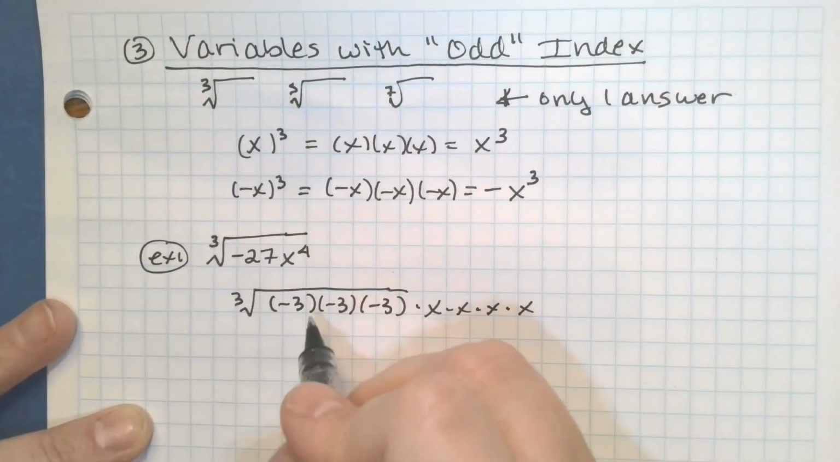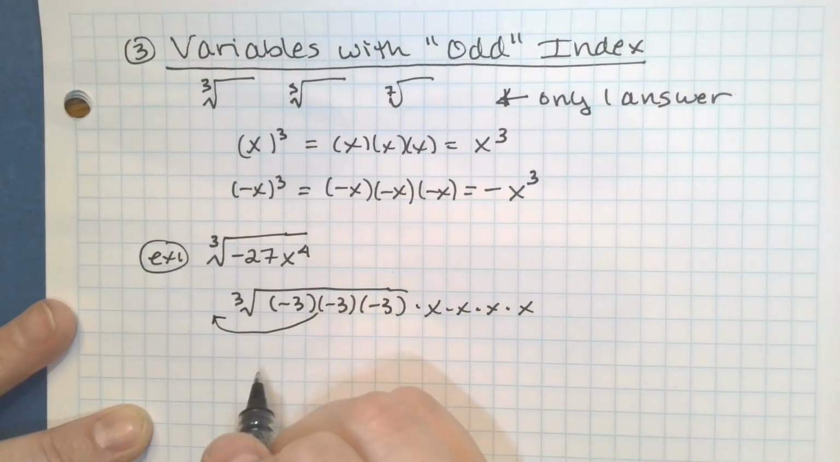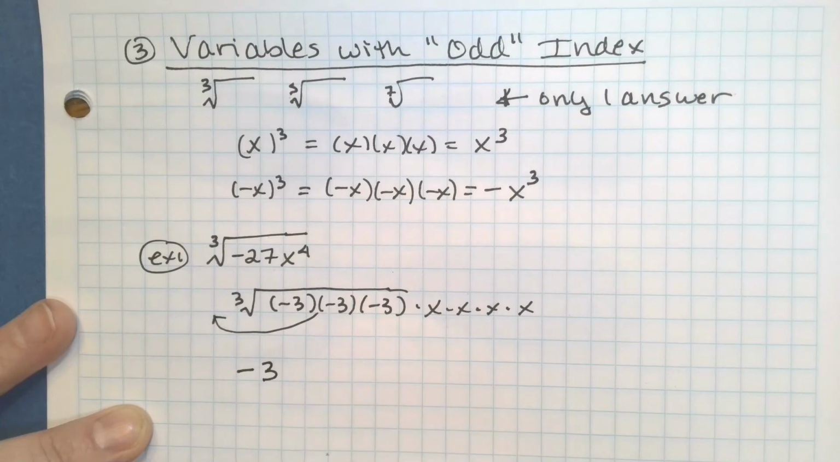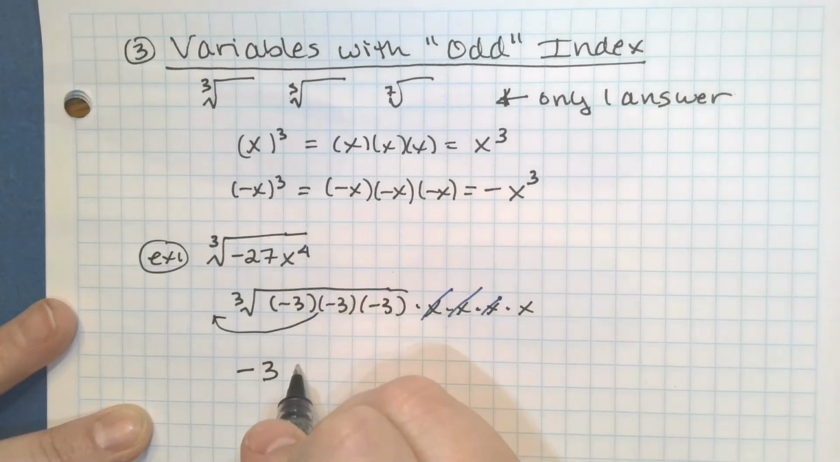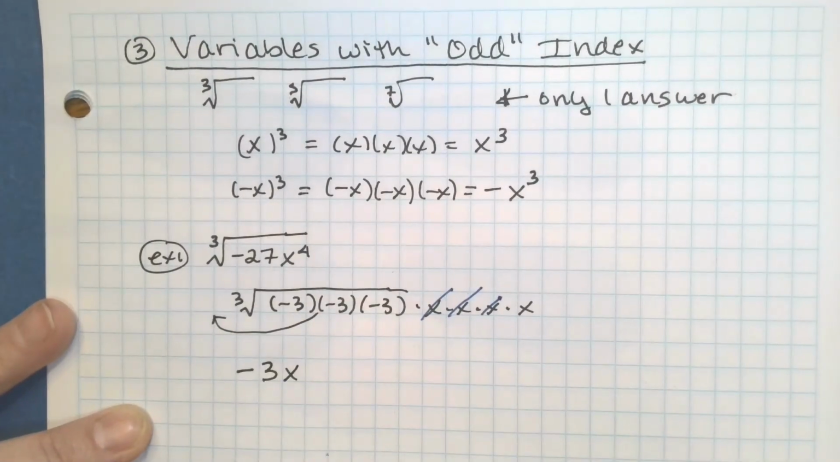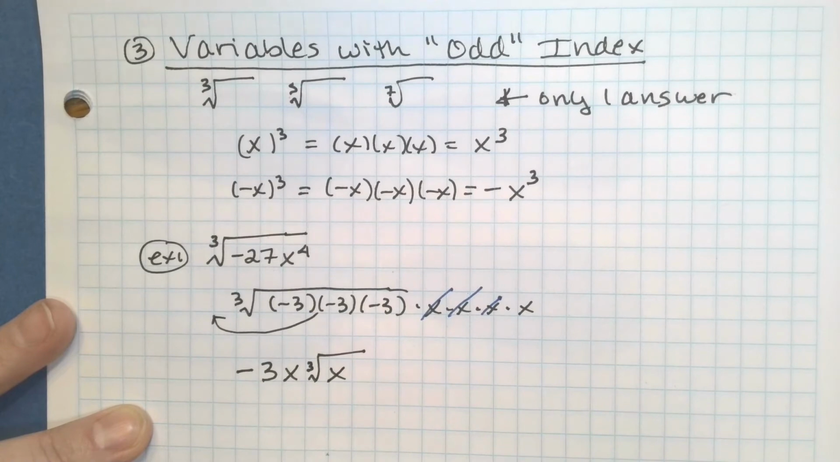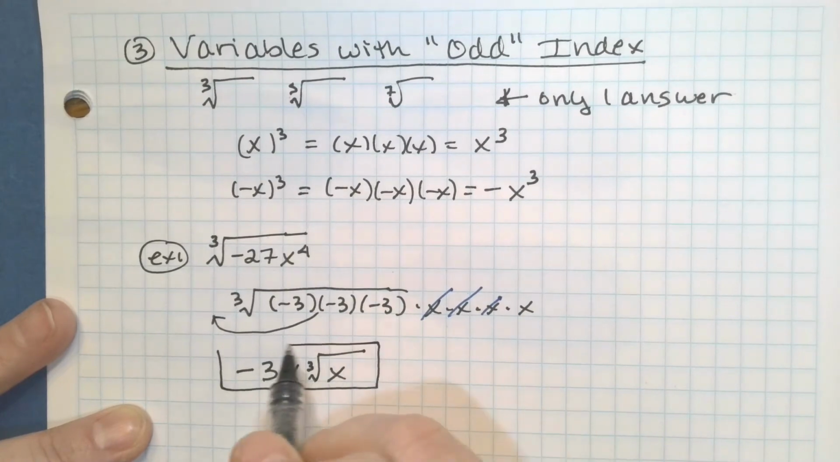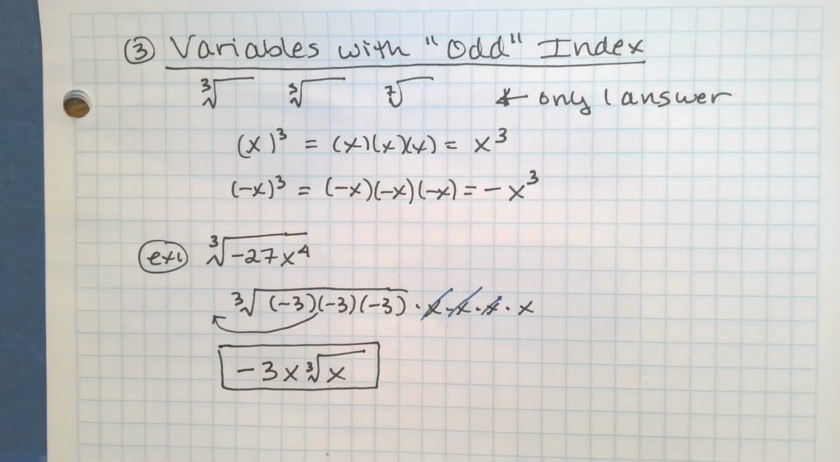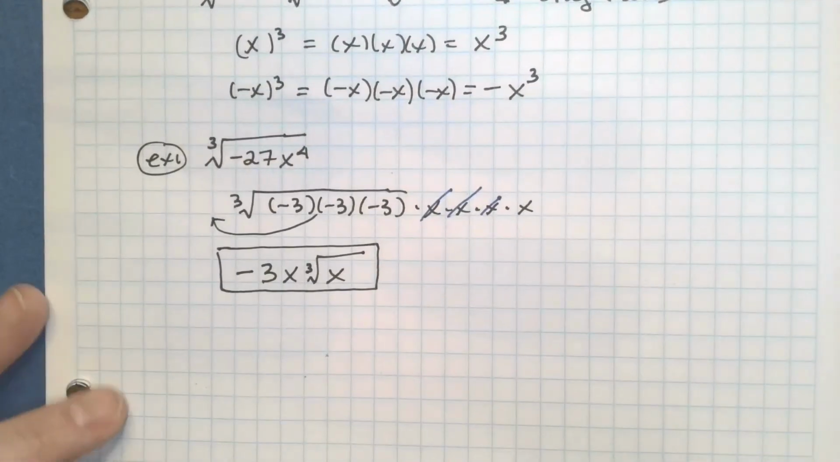So that's one way to think about it. 3 negative 3's, 1 comes out. I have a negative 3 in the front. Out of my 4 x's, I can take 3 of them out. So I have an x out front. Again, no plus minus, just a plain x. And all that's left is the cube root of an x. So when the index is odd, a negative 1 will always come out.